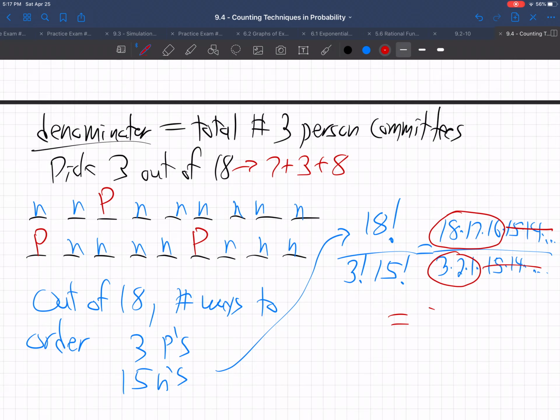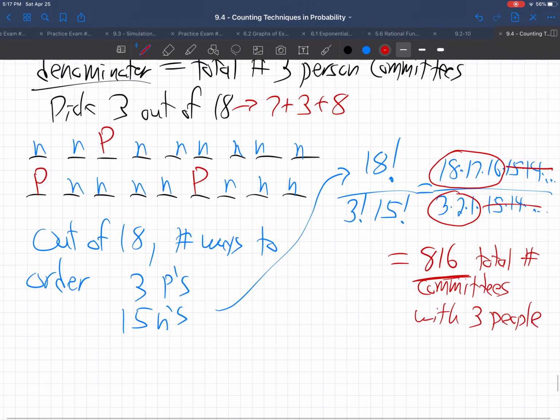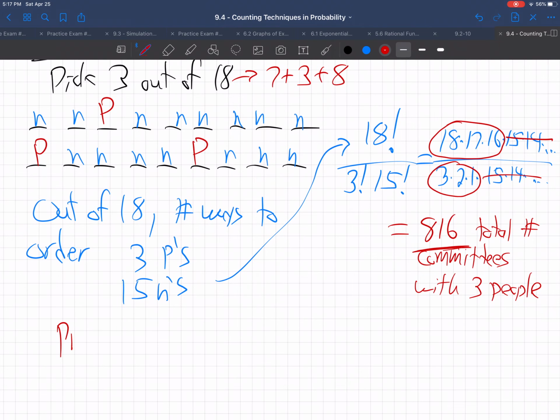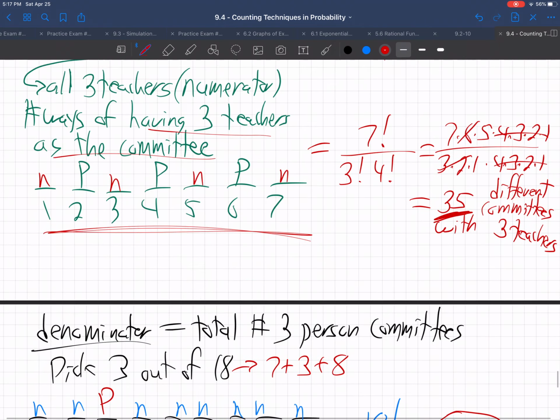And I'm getting 816. That's the total number of committees with 3 people. The total number of committees with 3 people. So that's the denominator. So then the probability of, what was our original question?